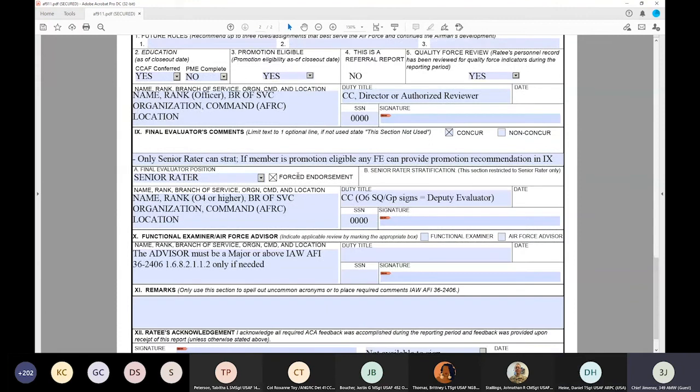Okay, so that's the only time the forced endorsement would be checked off. Right. If the senior rater is the first final evaluator in the member's chain of command and they are forced to endorse the report. Yes, ma'am. Okay, perfect. Thank you. And again, kudos.